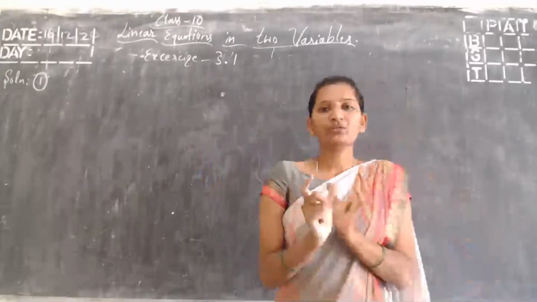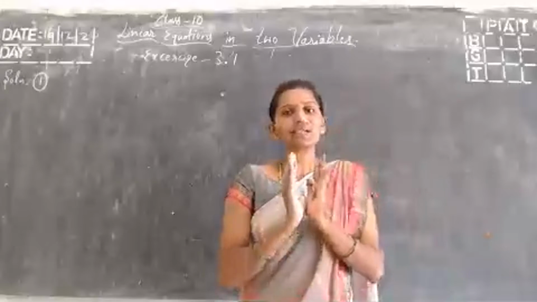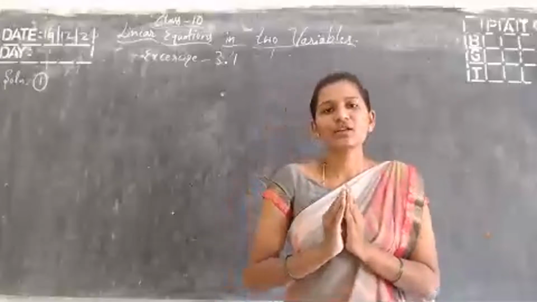See, we don't know the ages, so we should take x and y as variables.